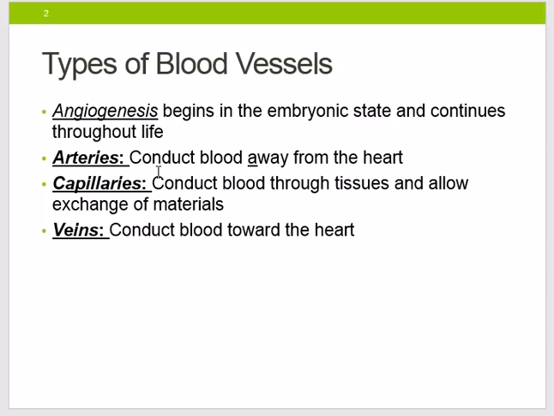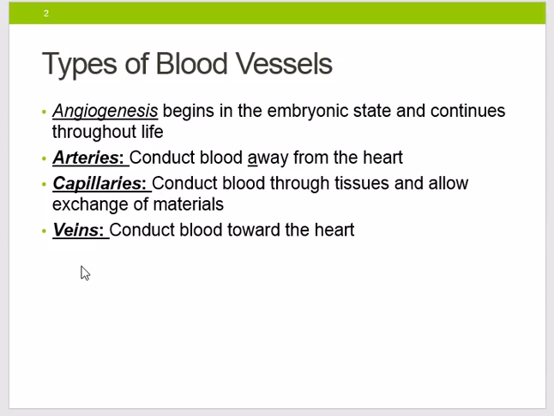Let me now introduce you to the different types of blood vessels in the body and what their main role is. Arteries conduct blood away from the heart, generally oxygenated, nutrient-rich blood, to the body's tissues. Capillaries conduct blood through tissues and allow for the exchange of materials. So this is where diffusion takes place at the level of the tissues.